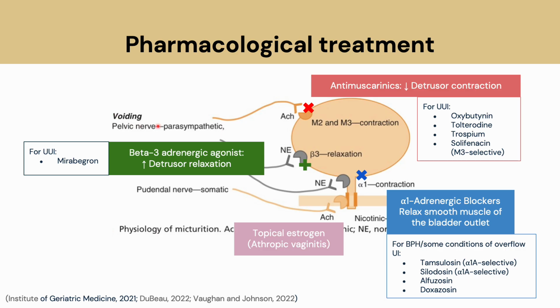For beta-3 adrenergic agonists, beware of high blood pressure because they may increase blood pressure. So, blood pressure should be monitored, particularly in patients with uncontrolled hypertension.